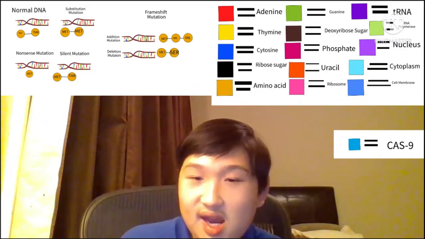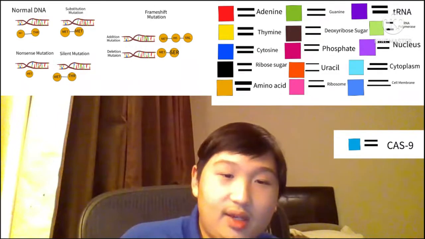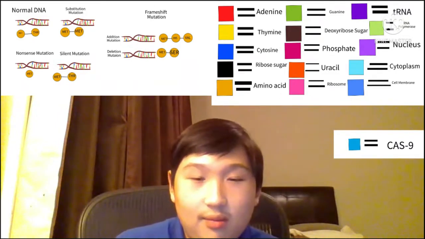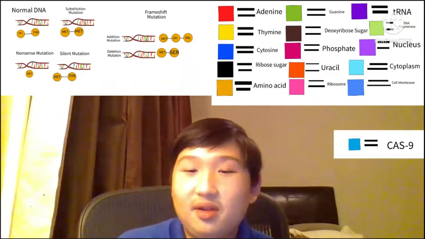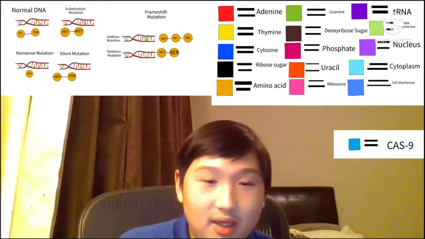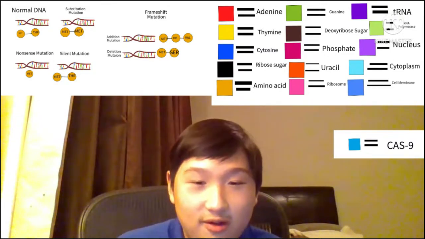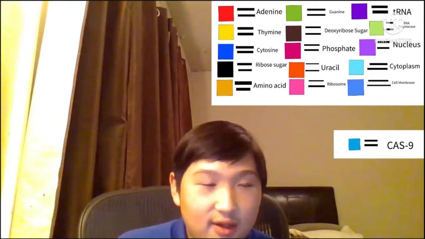Nonsense mutations add a stop codon that makes translation stop prematurely, which makes the protein shorter. Silent mutations are substitution mutations that do not change the resulting protein. This is important to know because if you don't understand the mutations, then you may edit the DNA incorrectly. For example, if there's a frameshift mutation, more specifically a deletion mutation, and you don't know about frameshift mutations, you may not know how to edit the DNA when there is one.